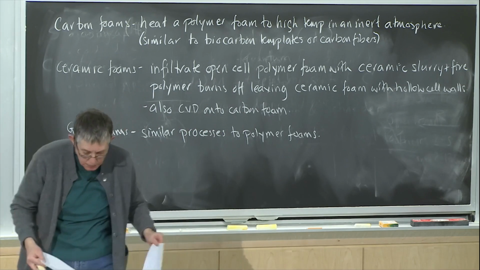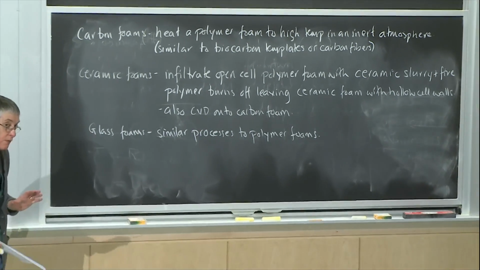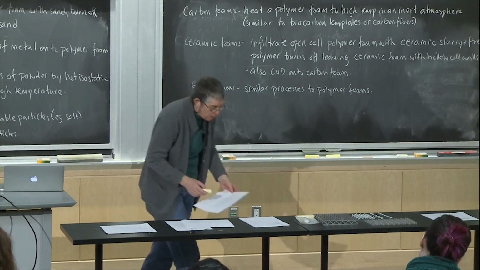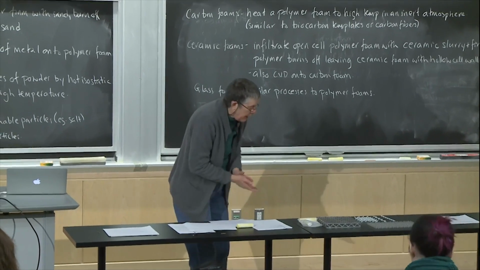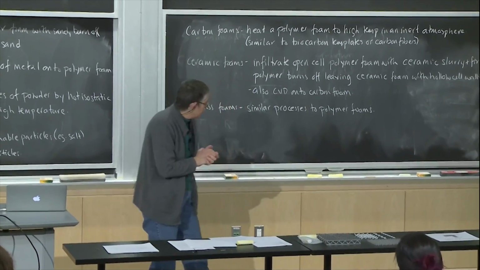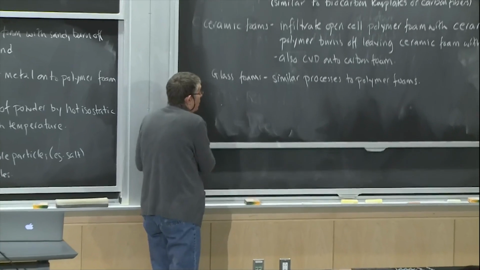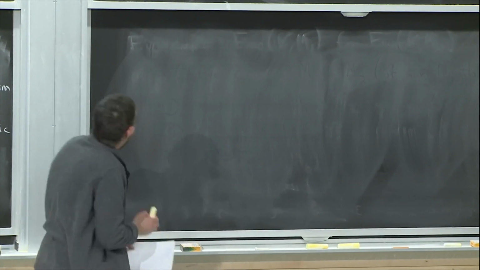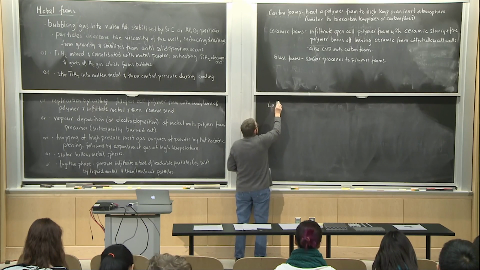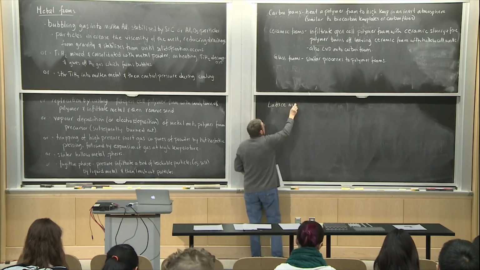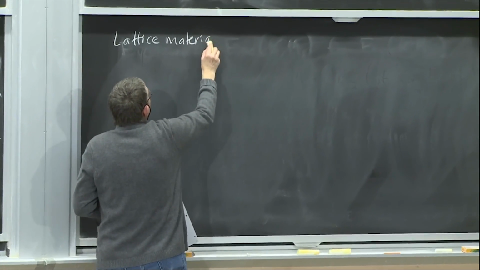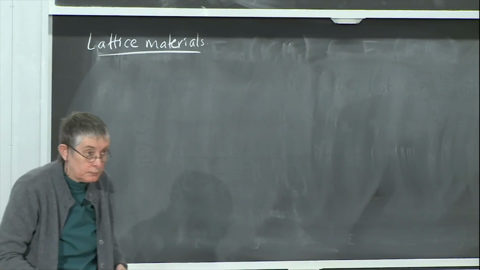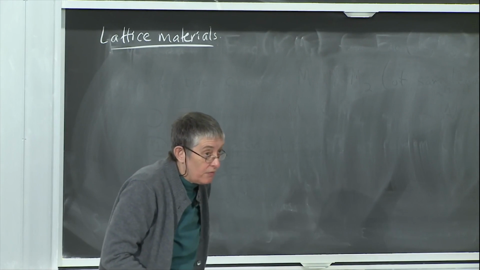Okay. So that covers making the foams, and I think we talked about the honeycombs last time. I wanted to talk a little bit about making what are called 3D lattice materials or 3D truss materials as well. So let me stick that up there. Yeah. Chemical vapor deposition.